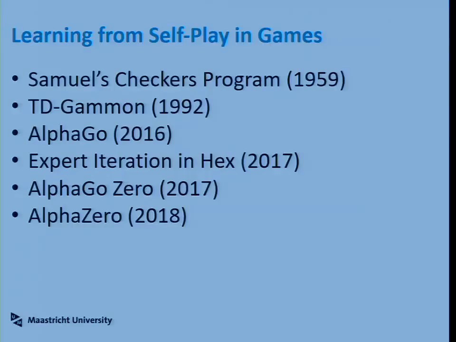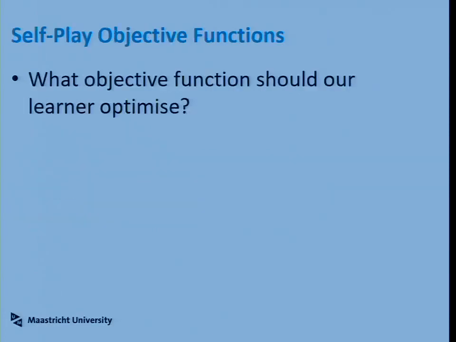So we're going to be doing learning from self-play in games. And we've seen some successes doing that throughout history, with some famous papers like TD-Gammon, more recently AlphaGo, the follow-ups of AlphaGo, AlphaGo Zero, AlphaZero, etc. And in these self-play training algorithms, we use an objective function which we're optimizing.